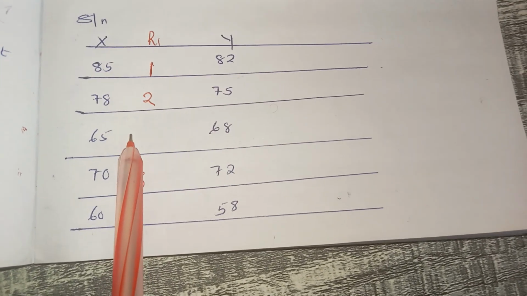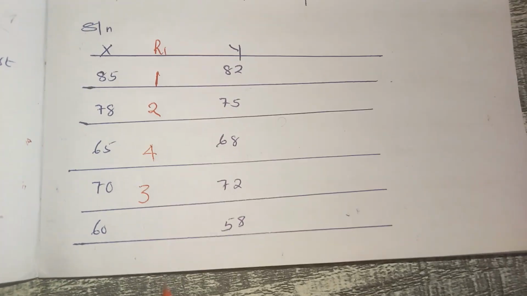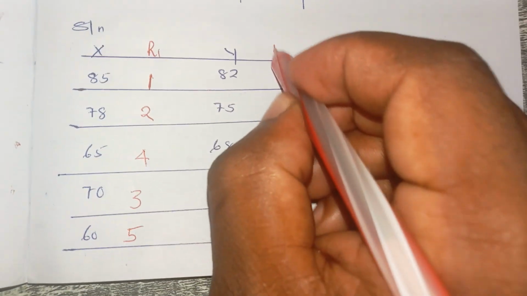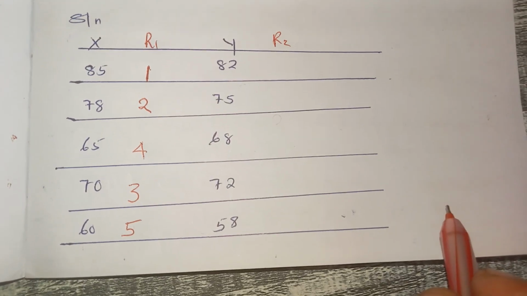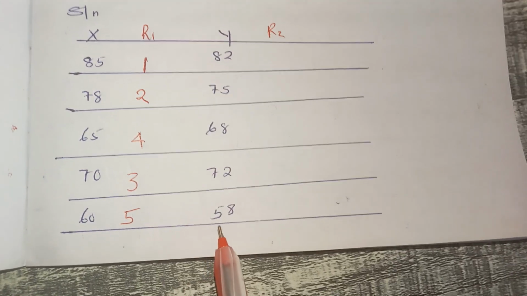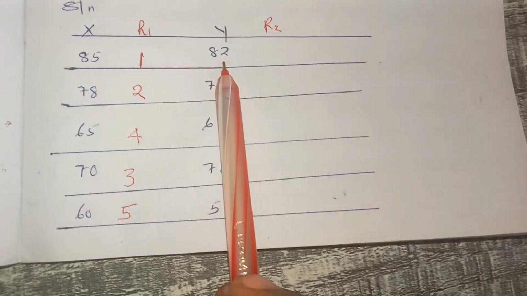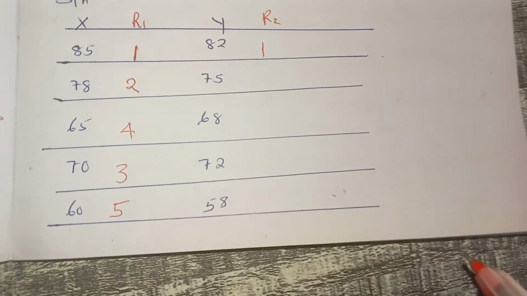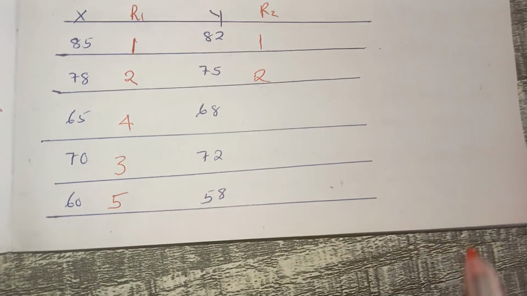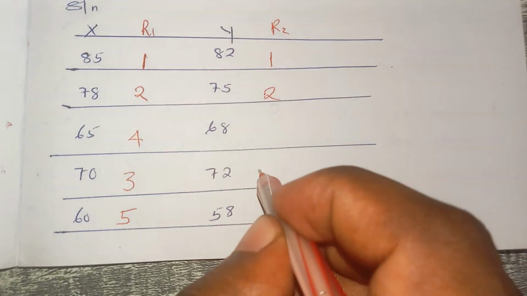So 65 is higher than 60, so we are going to assign this position number 4, and of course this one is going to take position number 5. So we need to come up with ranking 2, where we rank all these elements on the Y column. I can see the highest value here is 82, so it is going to take position number 1, followed by 75, which is going to take position number 2. Then we have 72, which is going to take position number 3.